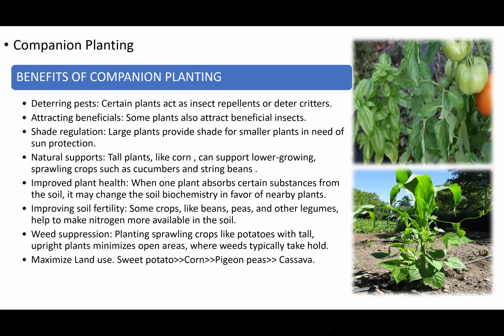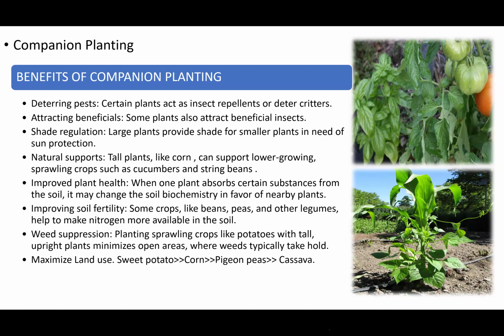They also help with weed suppression. So if you plant things like sweet potatoes, peanuts, all these are like ground cover, so they help to suppress weeds, right? So your main aim here is to maximize land use, right?